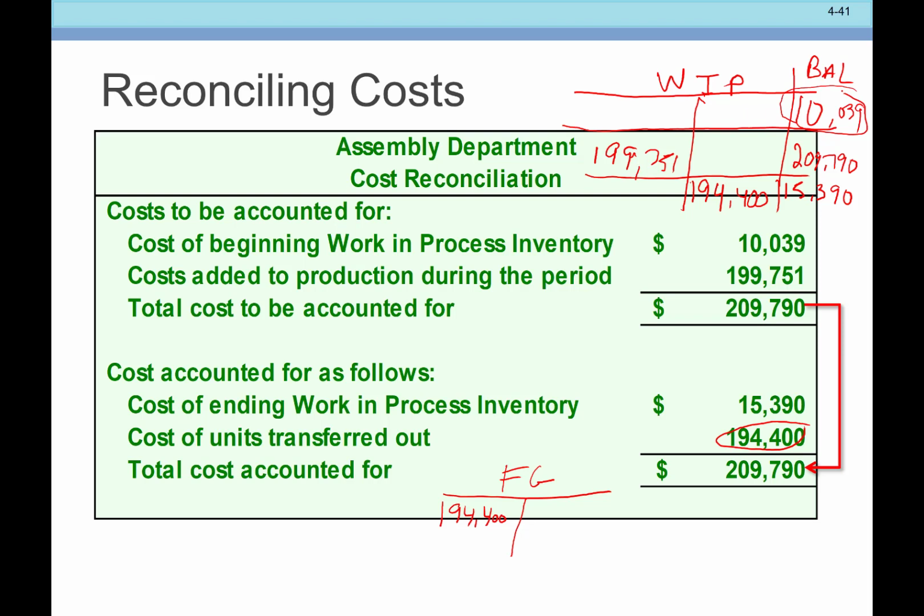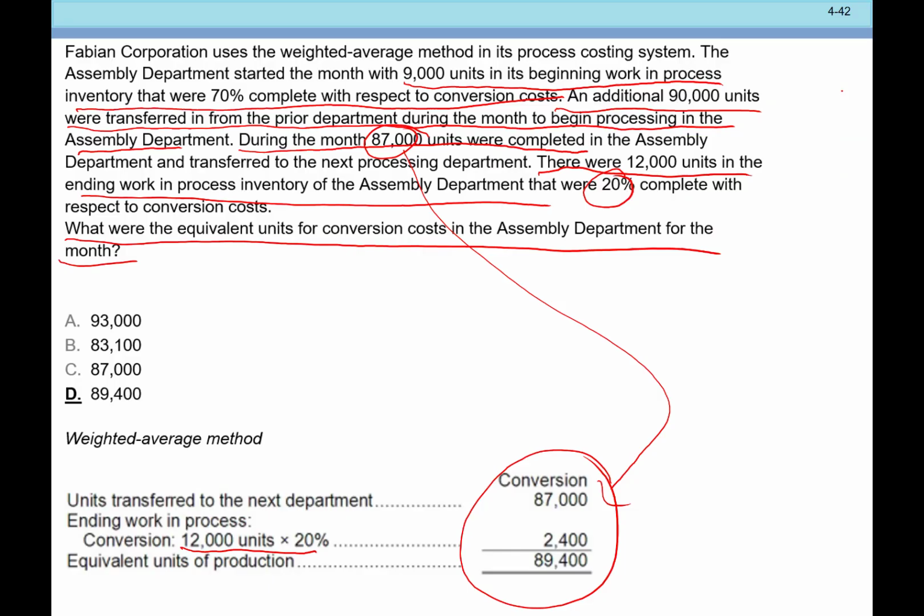Question? Okay, let's go ahead and mess with some questions then, some multiple choice questions, unless there's a question about that example.